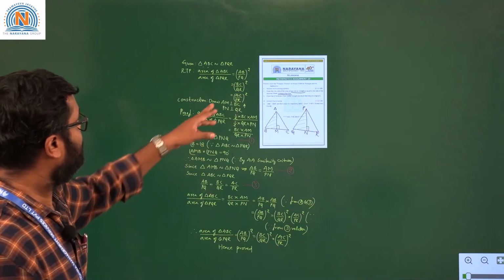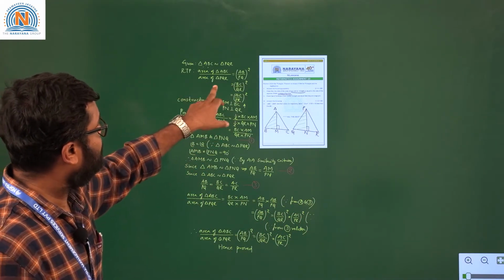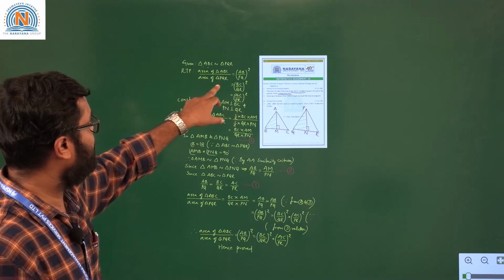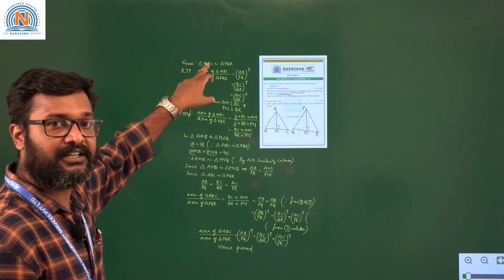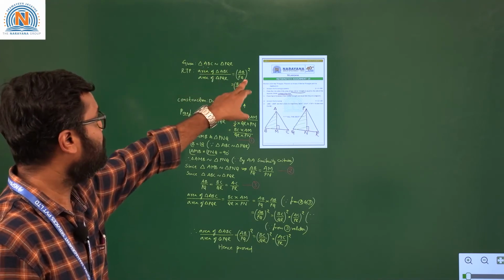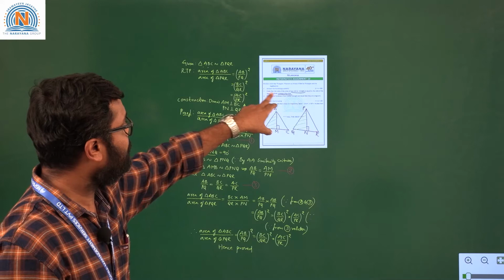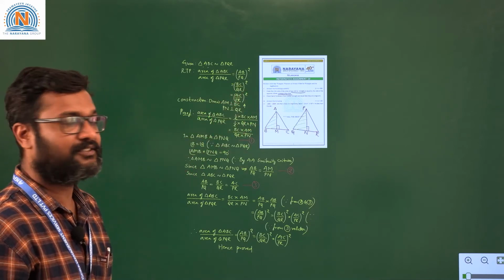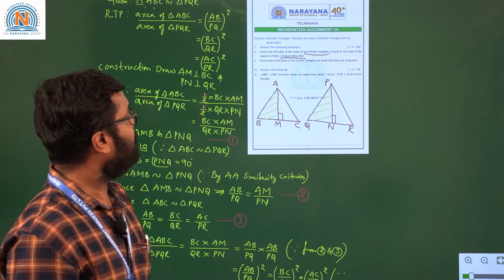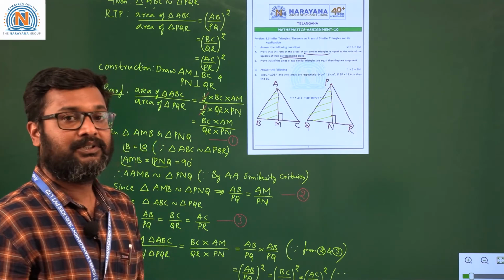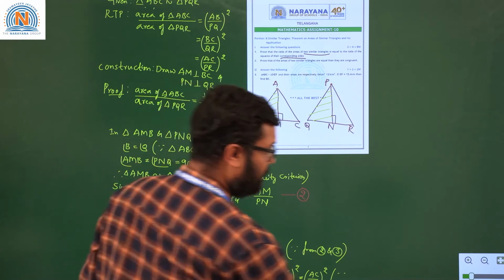See here. So that is area of the triangle ABC by area of triangle PQR, that is ratio of the areas of two similar triangles is equal to what? Ratio of the squares of their corresponding sides. We proved. So like this we can prove the first question. So let's discuss the second question, children, here.